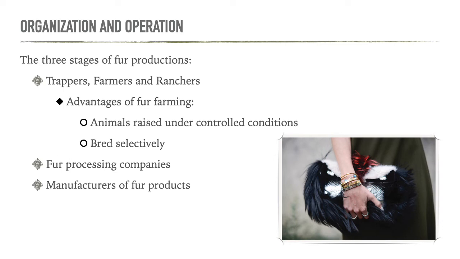Wild animal pelts are sourced primarily from trappers during the coldest seasons of the year. Animals are then bred and raised for their furs, mainly on farms and ranches. The advantages of fur farming are that animals are raised under controlled conditions. It also allows for breed selectivity. For example, breeds are able to be chosen based upon color. So perhaps one is looking for a fur with a red color or perhaps a stripe.